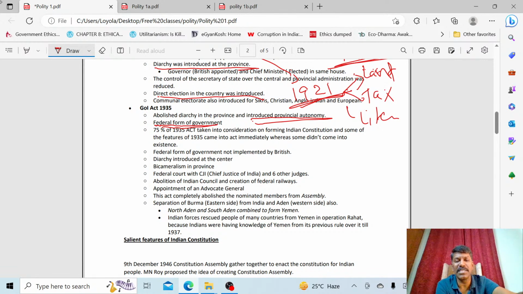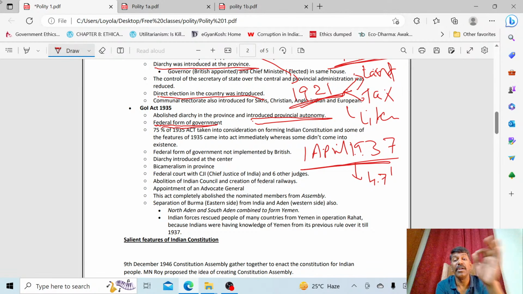But the interesting part is that on 1st April 1937, the Government of India Act 1935 came into existence. But until 1947, this federal form of government was not at all implemented by the British government. But after independence, from the 1950s, the way the constitutional commencement came into existence, we tried our level best to induct the idea of federal form of government, federalism, federation, to strengthen the center-state relationship.